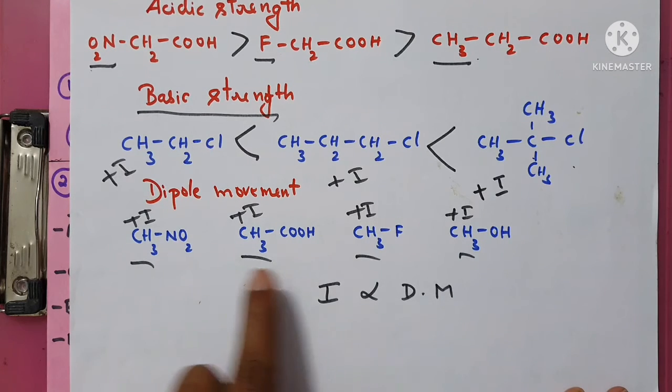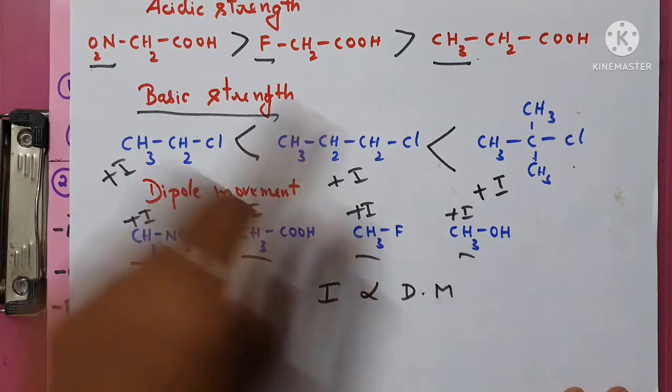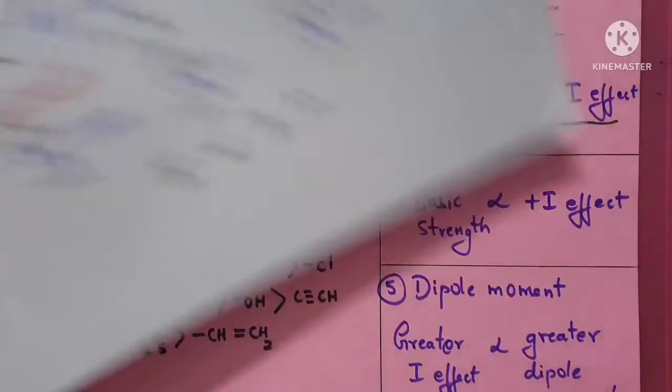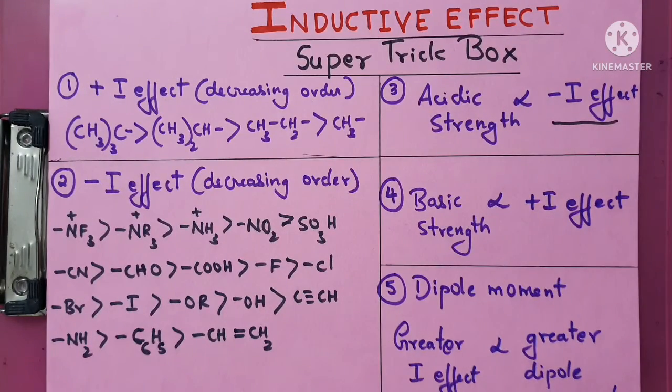We have NO2, COOH, fluorine and OH. Let us go back to the box. If you look into the box, first comes NO2. First comes NO2. After NO2, then comes COOH. After COOH, then comes fluorine.